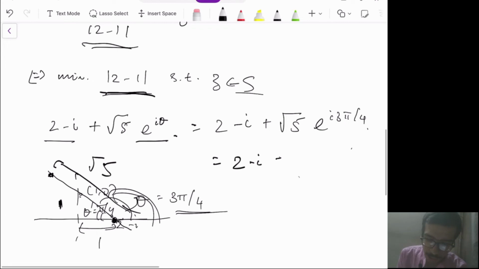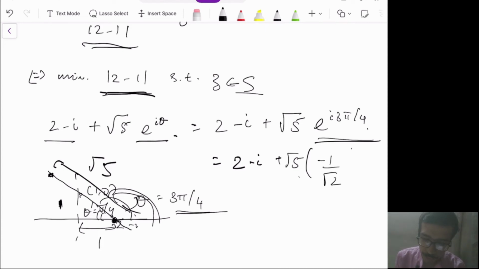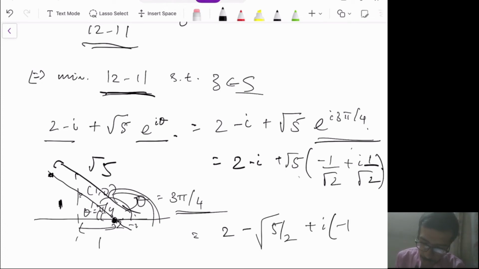And now I can actually compute this value. This is nothing but cosine 3 pi by 4 plus iota sine 3 pi by 4. Cosine 3 pi by 4 is going to be minus 1 over root 2, plus iota times sine 3 pi by 4, which is going to be plus 1 over root 2. And this point is then going to be 2 minus square root of 5 by 2, plus iota times minus 1 plus square root of 5 by 2. And this is going to be my point z0.